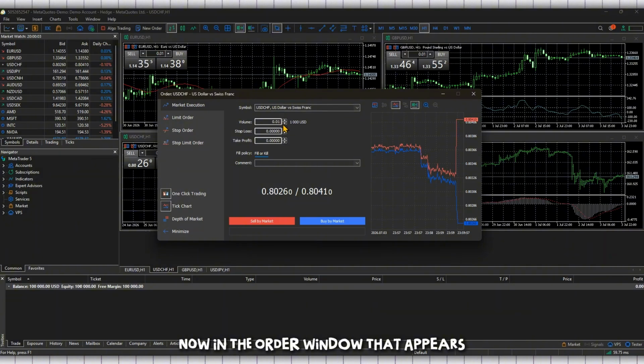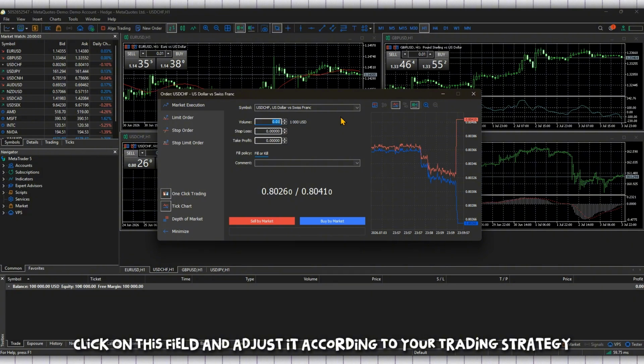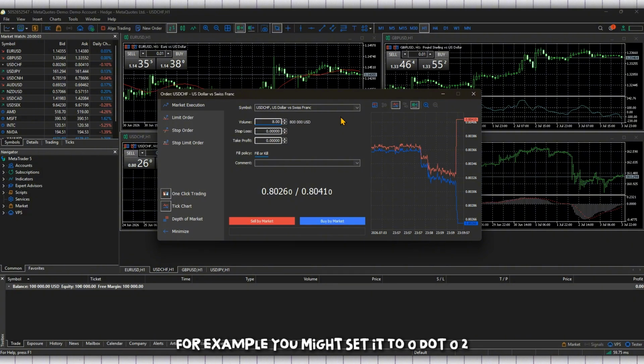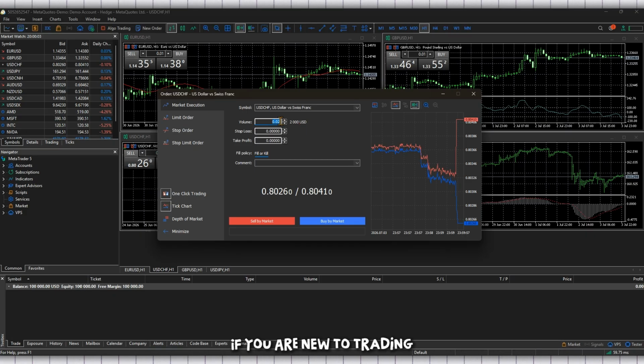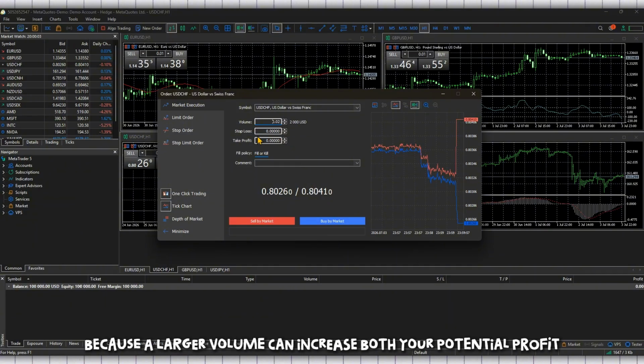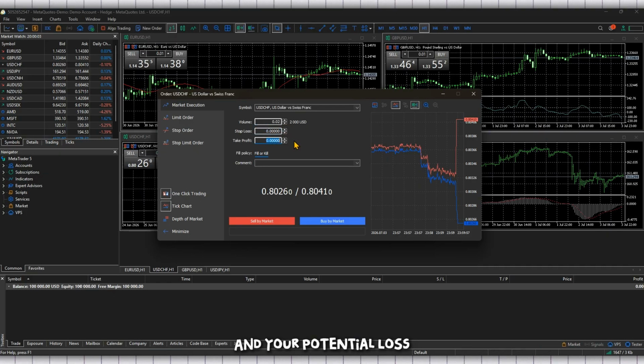Now, in the order window that appears, you'll see a field labeled Volume. This controls the size of your position, which is an important factor in managing your risk. Click on this field and adjust it according to your trading strategy. For example, you might set it to 0.02, which represents the lot size you want to trade. Choosing the right volume helps you control how much capital you're putting at risk with each trade. If you are new to trading, it is usually better to start with a smaller volume while you are still learning how the market moves, because a larger volume can increase both your potential profit and your potential loss.